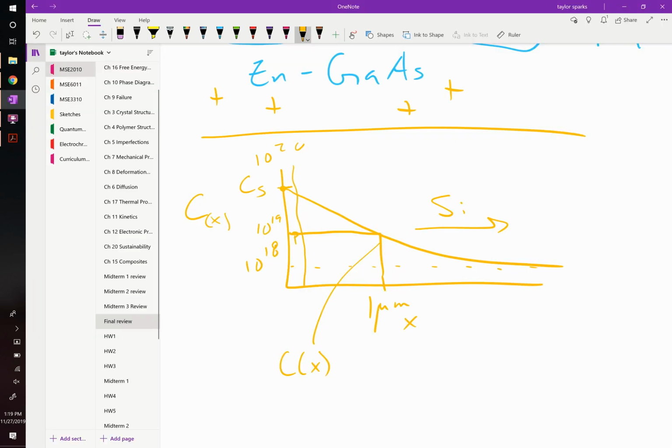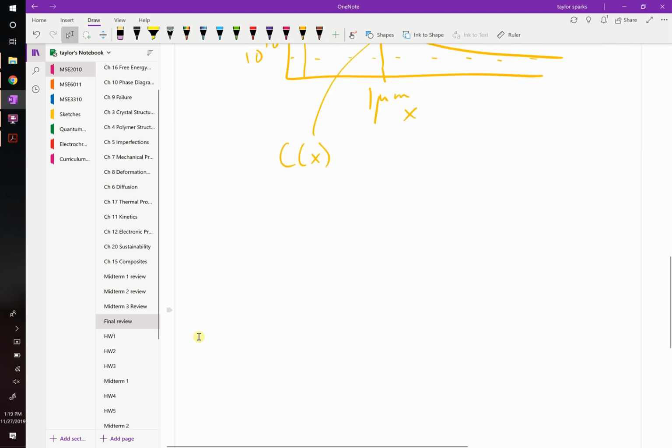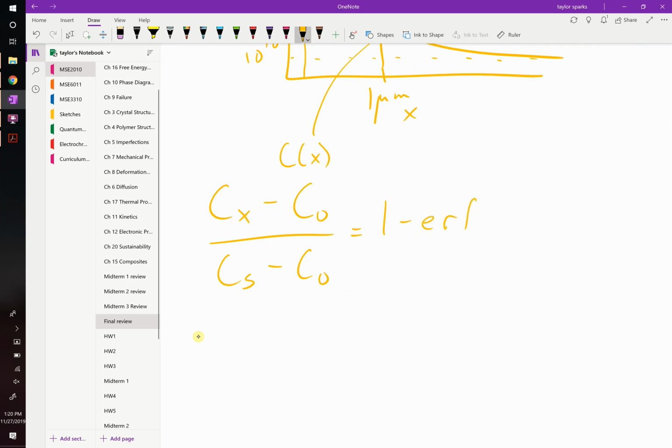So because it's non-steady state diffusion, you could say to yourself, okay, I know how to solve this. I've seen this before. The concentration at any position x: (Cs minus C(x)) over (Cs minus C0) is equal to 1 minus the error function of the position x divided by 2 square root of Dt. So this is the equation that, if you know enough of the variables, you're going to be able to solve for.